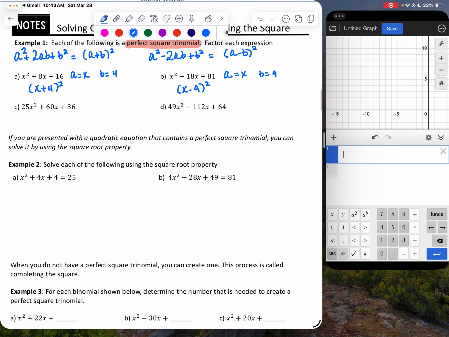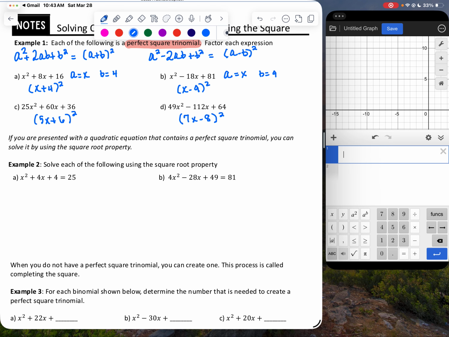All right, pause the video and try problems C and D on your own. All right, welcome back. For C, I got 5x plus 6 quantity squared. And for D, I got 7x minus 8 quantity squared.